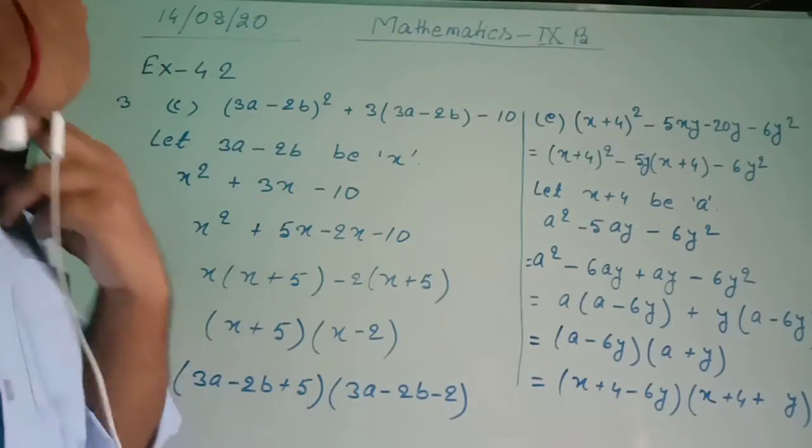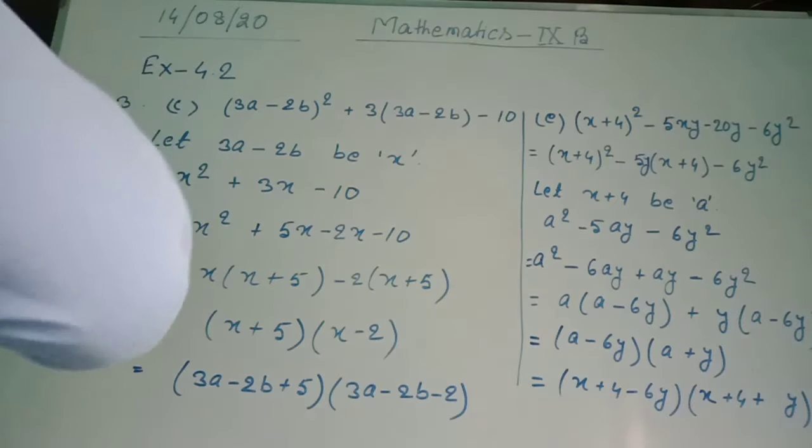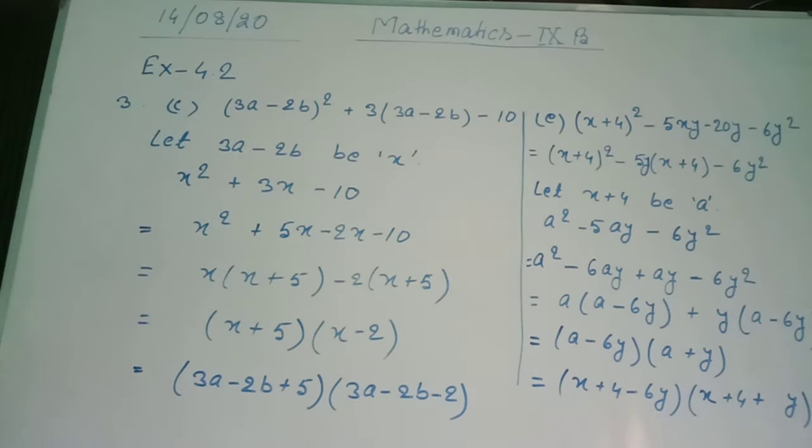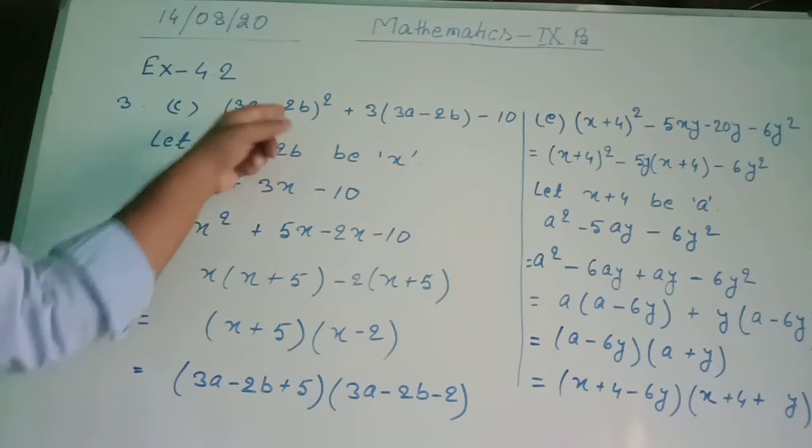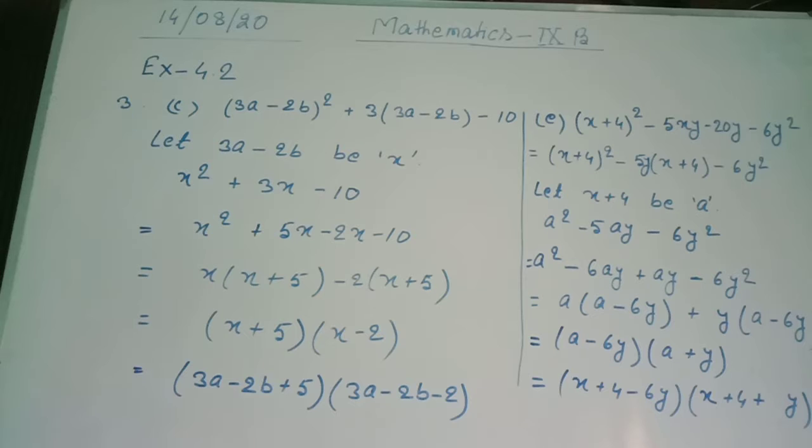In class of mathematics, we are solving factorization. Exercise 4.2, question number 3C. Factorize the equation. The equation is (3a minus 2b) whole square plus (3a minus 2b) minus 10.